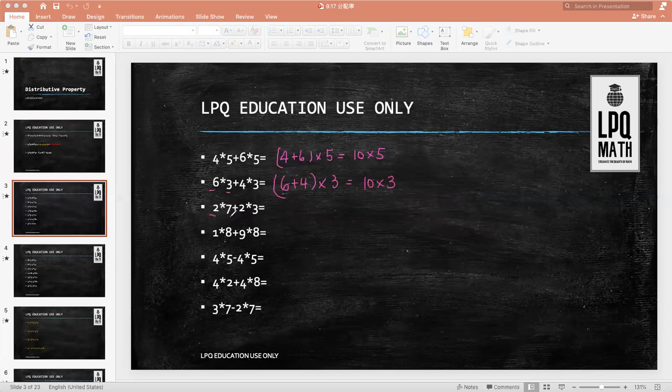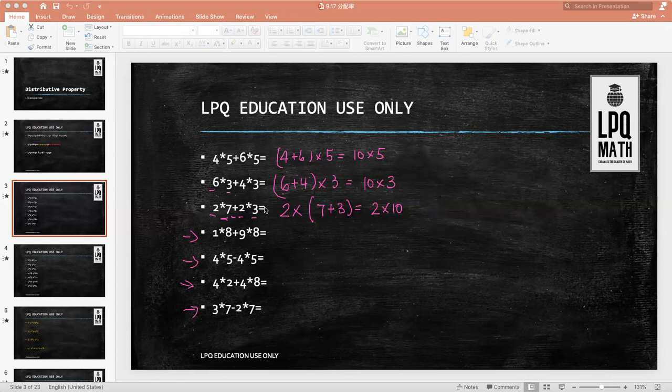So 2 times 7 plus 2 times 3 is the same thing. We can take the 2 times out, and then 7 plus 3 gives 2 times 10. Right? Let's take a look at the next one, questions 1, 2, 3, 4. I want you to pause and try it yourself. Don't forget the brackets.